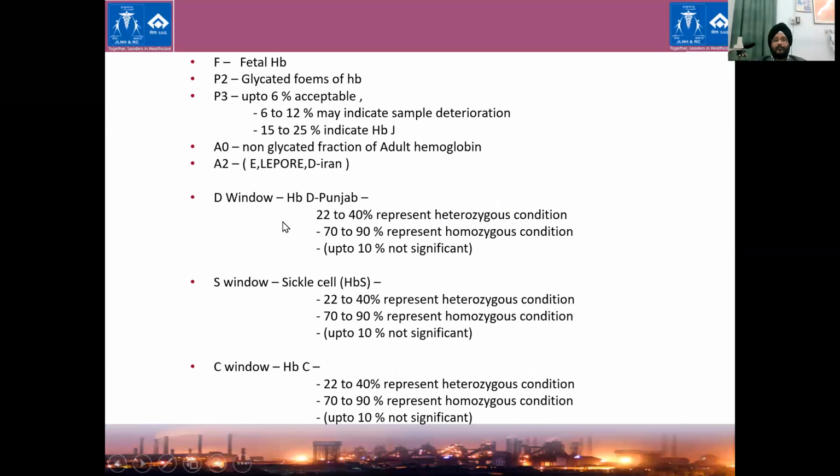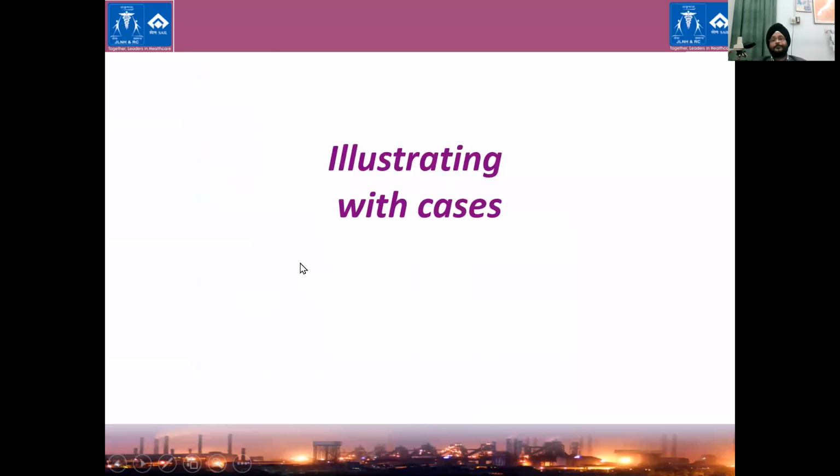So what are the main hemoglobins for each window? A2, HbE, Lepore, and D Iran are something that we should be very careful about in diagnosis. How will we do it? We'll see further. In the HbD window, based on the percentage, we can say whether the patient is heterozygous or homozygous. Similarly with HbC. So let's start with some of the cases.